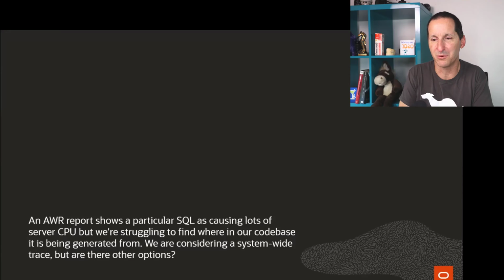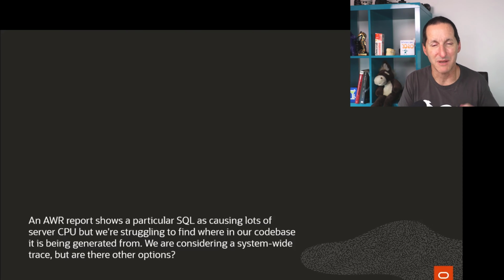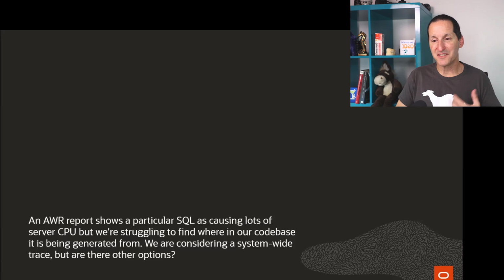An AWR report shows a particular SQL as causing lots of server CPU, but we're struggling to find where in our code base it's been generated from. And generated from, I suspect, means it's a dynamically created SQL. We are considering a system-wide trace, but are there other options? This is a common problem we see in systems.